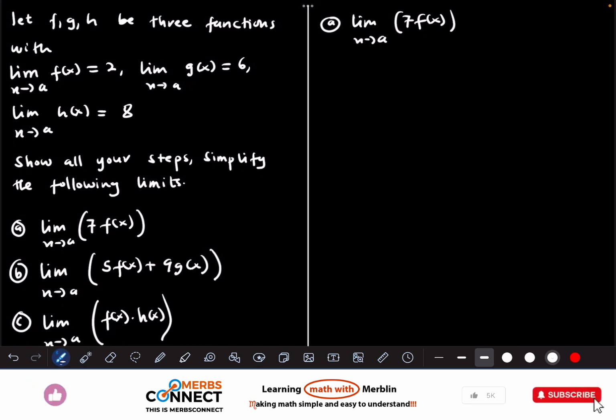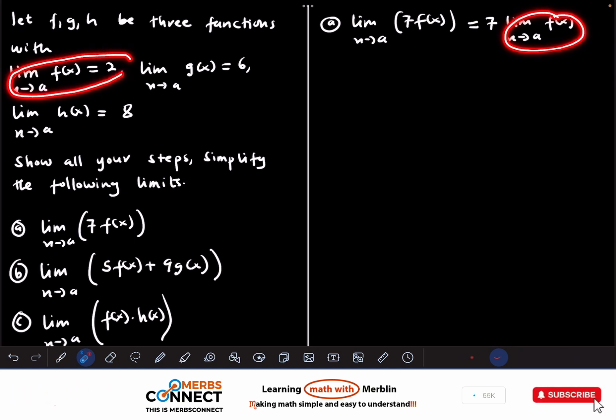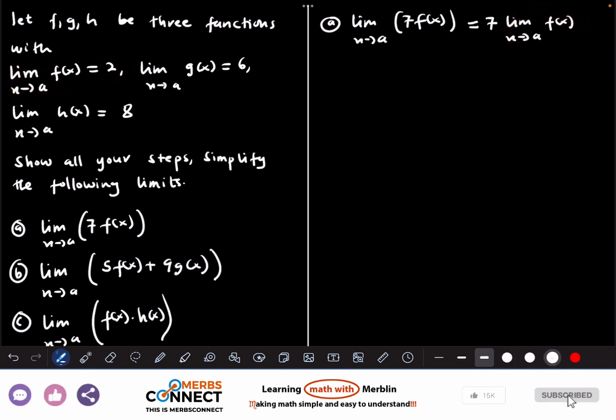So let's go through the process. The 7 does not depend on x, so I'll bring the 7 out, then I'll have limit x is approaching a of f of x, right? And what is this? This is given here as 2, so we are going to have 7 times 2, and this is going to give us 14. So the first one is going to give us 14.